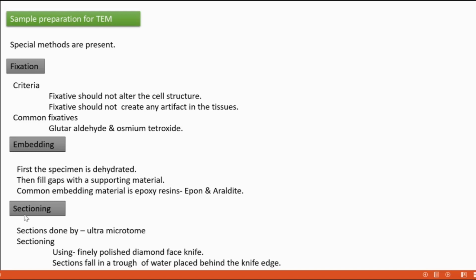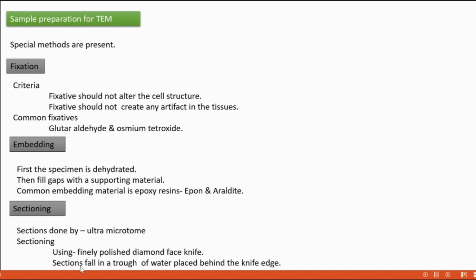Second is sectioning. Sectioning, as the name implies, means we need to make fine sections to be observed in the TEM. That sectioning is done by an ultramicrotome. It is another sophisticated instrument that we will learn about in a later section of the same chapter. So for now, just hear the term ultramicrotome. The microtome has a finely polished diamond knife, and using that knife we make the fine sections.